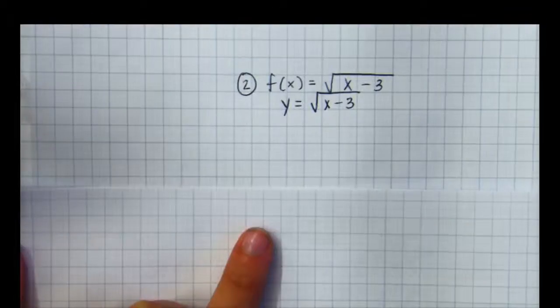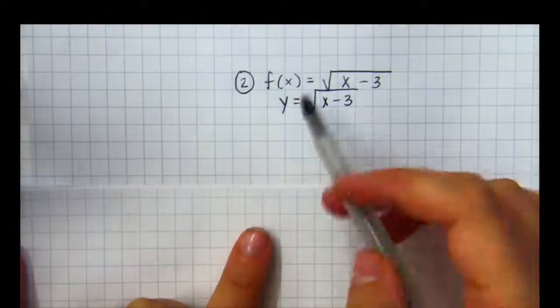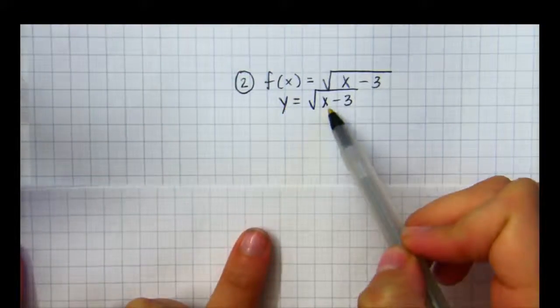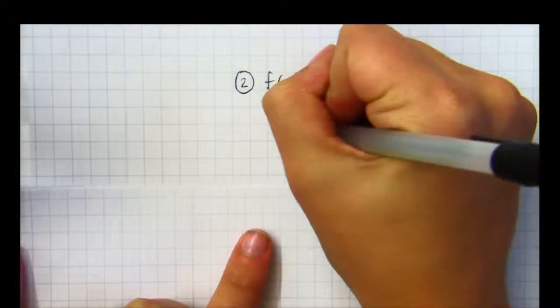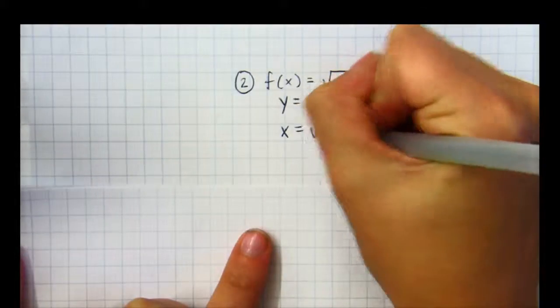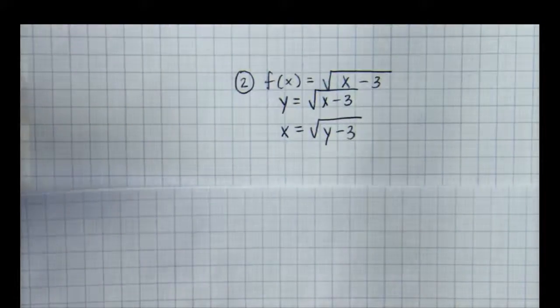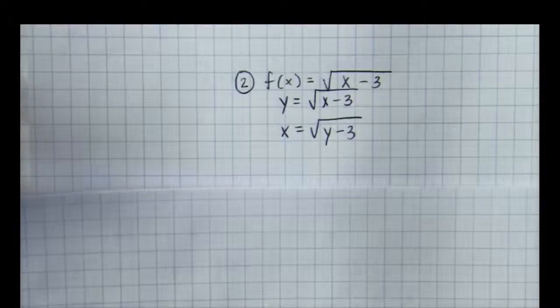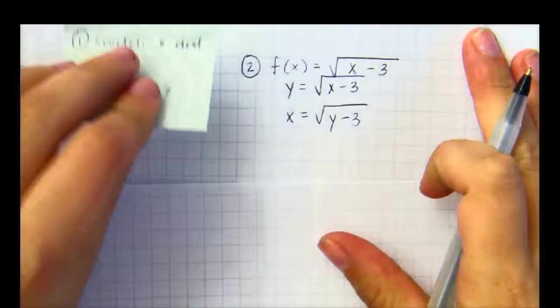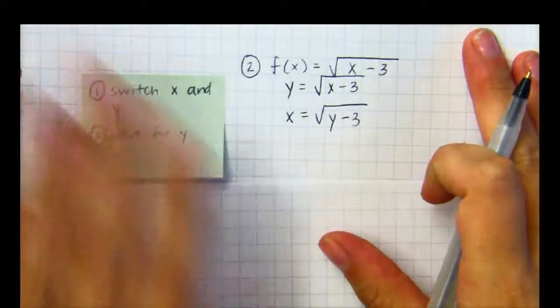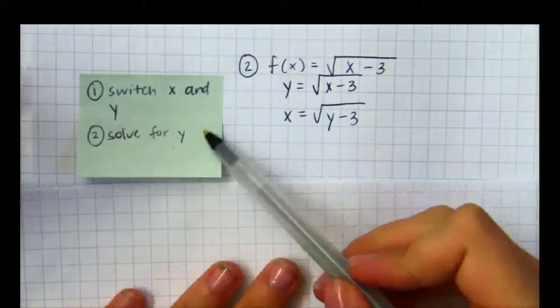And from there, now I'm going to switch up my x and my y values. So wherever there's an x, I'm going to replace it with y. Wherever there's a y, I'm going to replace it with x. So I've got x is equal to the square root of y minus 3. Okay, so I'm done with step 1. I'll bring this post-it note down now. Now I've got to get y by itself. So I've got to solve this equation for y.